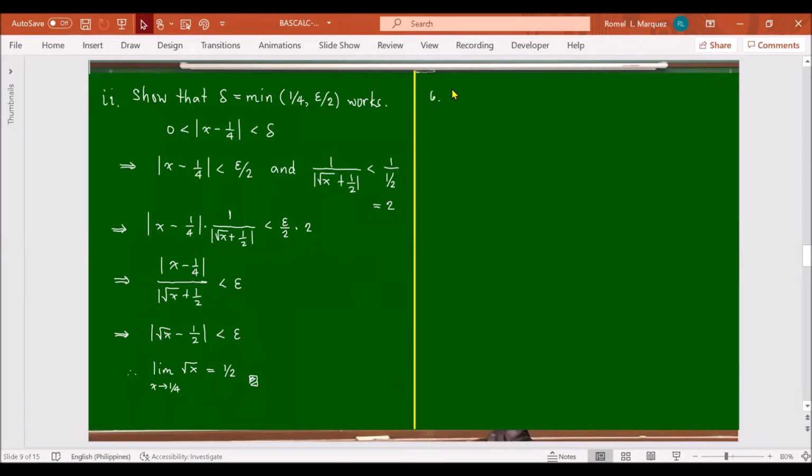So let's have number 6. The limit as x approaches 1 of square root of 6 minus 2x is equal to 2. So here, a is equal to 1 and L is equal to 2.